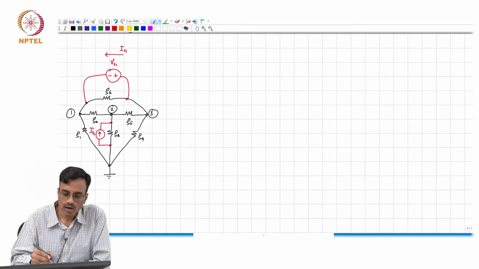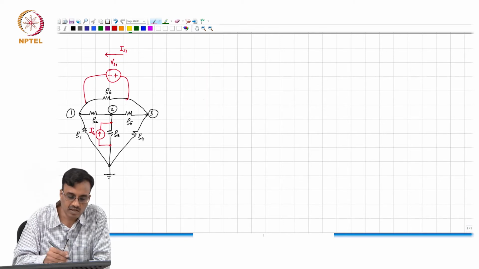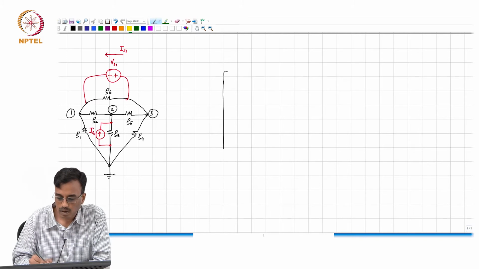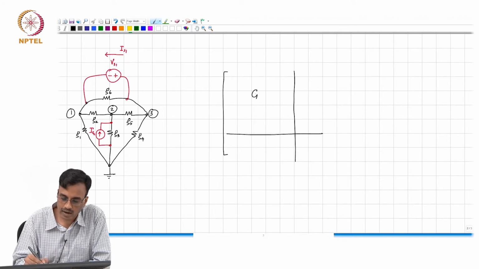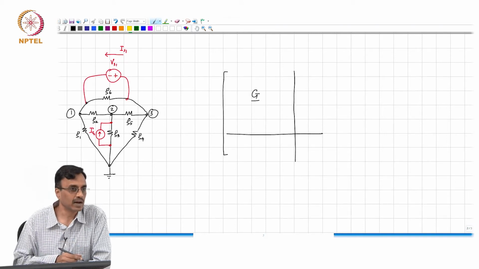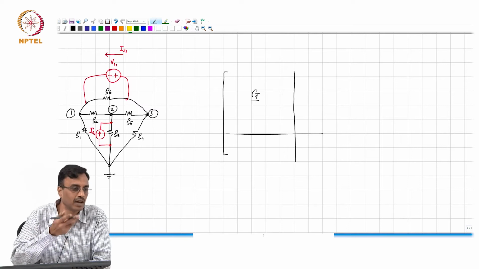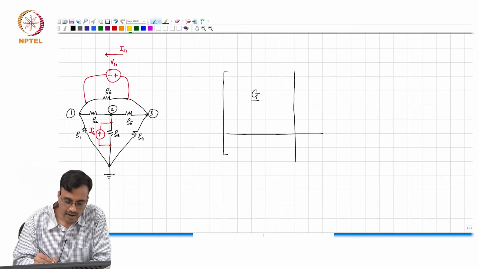Okay. So, earlier we had the G matrix, with conductances. I am not going to copy and paste the same thing all over again. So, I am going to call that the G matrix, which is the same as we saw earlier. And again, this is node 1, node 2, and node 3, and this is node 1, node 2, and node 3.